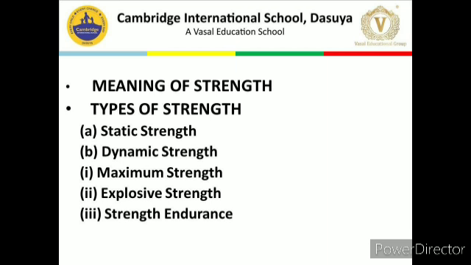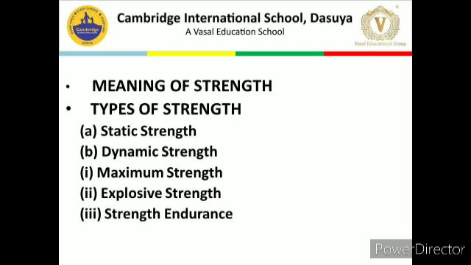Next is types of strength. Strength is of two main types. Different sports require different levels and types of strength. The strength needed by a sprinter in a 100-meter race is different from the strength needed by a weightlifter. Strength can be divided into the following parts. So strength is of two types: static strength and dynamic strength.